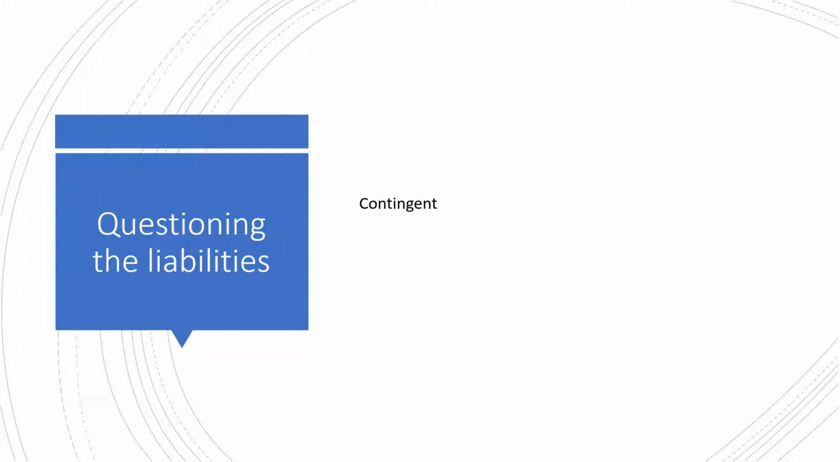Does the organisation have any contingent liabilities? A contingent liability does not appear on the balance sheet, but is included as a note to the financial statements. The organisation will need to plan how they will cover the liability if it eventuates. The most common type of contingent liability is a filed unsettled lawsuit.